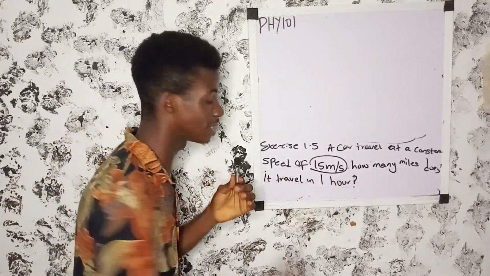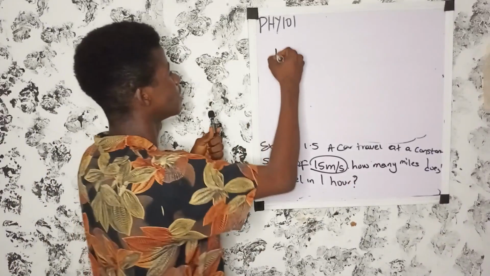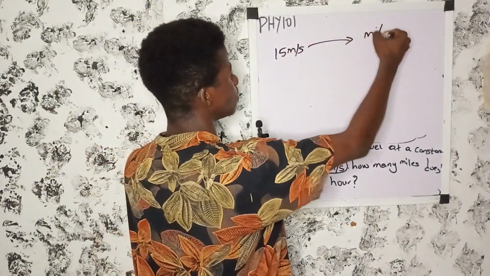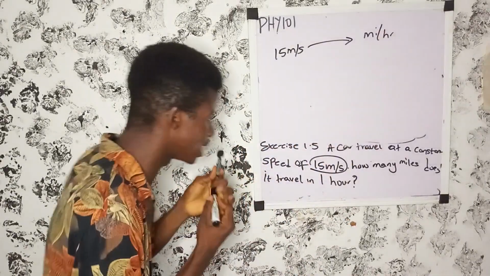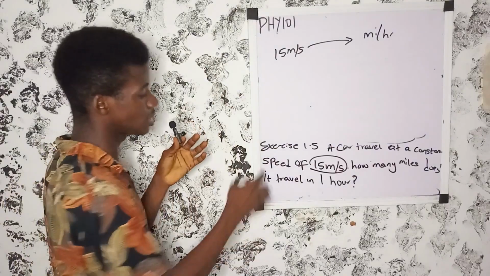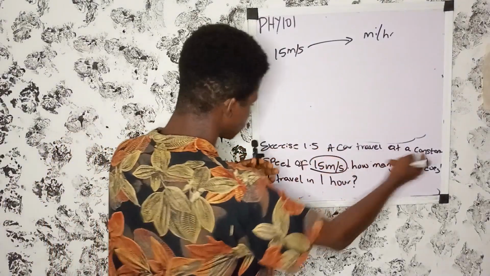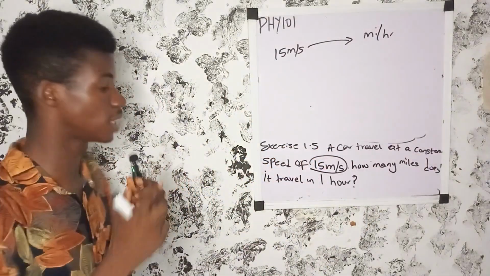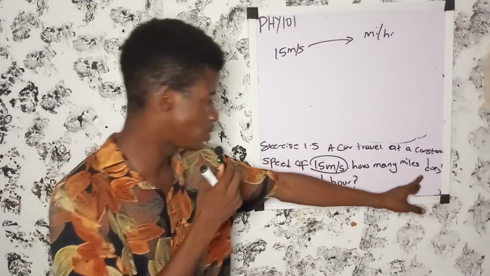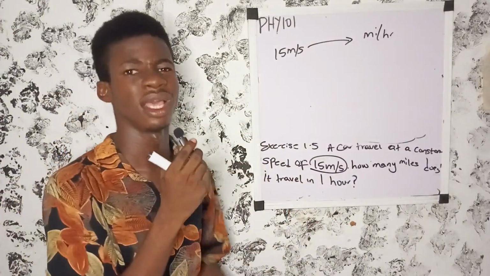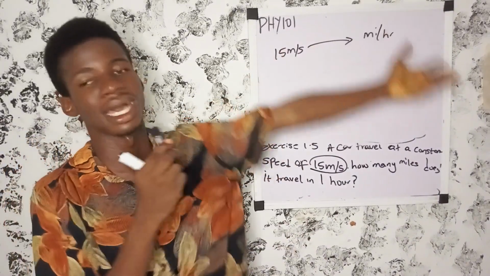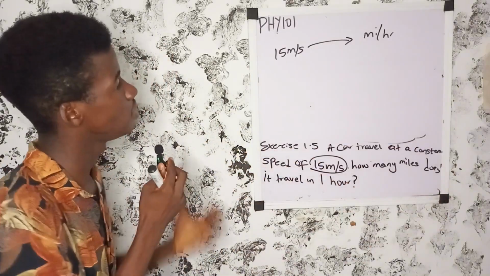Now, forget about the grammar. They are telling us to convert 15 meters per second to miles per hour. So that is what they are asking us to do here. It's very easy. They say a car travels at a constant speed of 15 meters per second. This question is at the back of your textbook. How many miles does it travel in 1 hour?